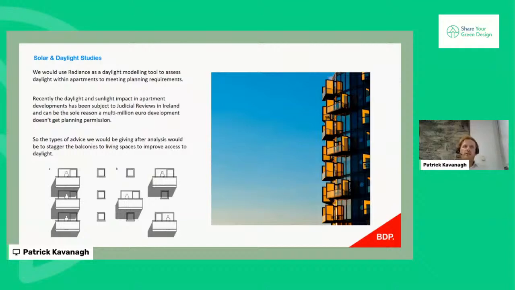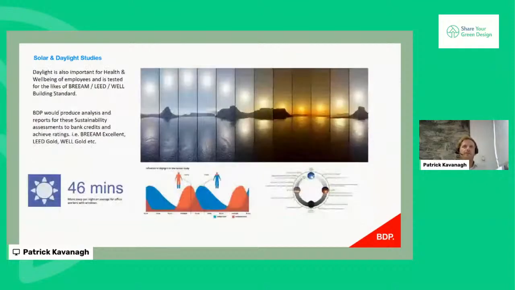So the types of advice we'd be giving after analysis would be things like staggering the balconies to living spaces to improve access to daylight. We'd be looking at the working plane, the height of the window sill relative to the floor. We'd be looking at trying to get dual aspect where possible. But it's more the point that the daylight analysis for planning has become so critical, and hence the analysis we carry out to inform the design team, and the digital tools we use, are extremely important.